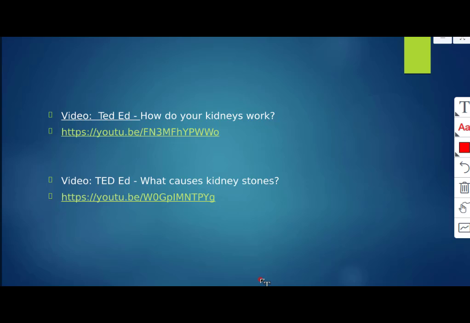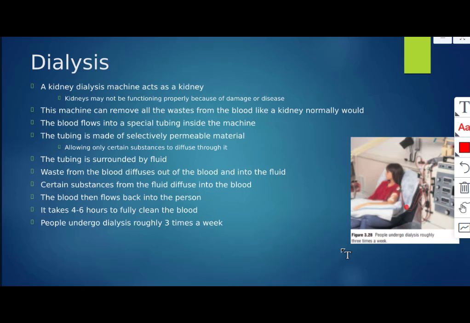Whereas the kidneys we have would just filter blood continuously. With this dialysis method, the person would have to come in to the hospital or wherever 3 times a week and then sit there for about 4 to 6 hours to get that done.